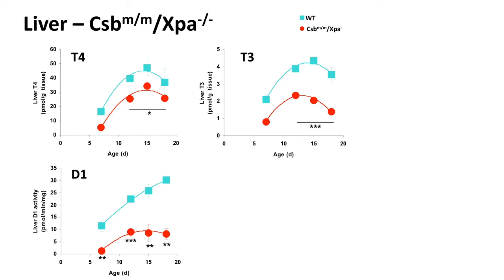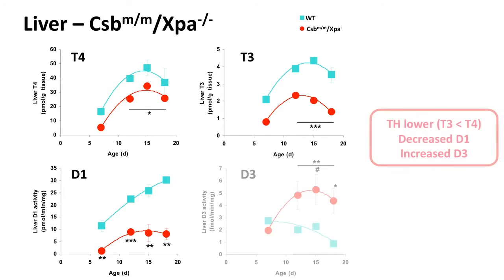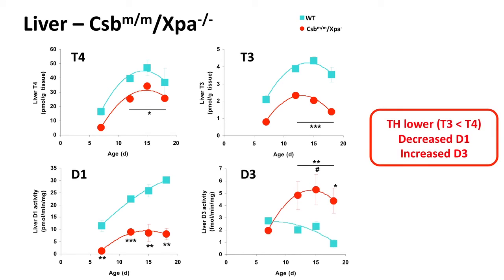So therefore we moved forward to look at what happens in the T3 target tissues. This shows you livers where we measured T4 and T3 concentrations, both lower in the accelerated aging model, and in particular T3 levels are discordantly low. And this is associated with a decrease in activity of the D1, the type 1 deiodinase, and to our surprise there was an increase in the type 3 deiodinase.